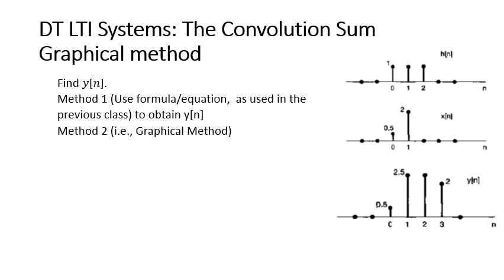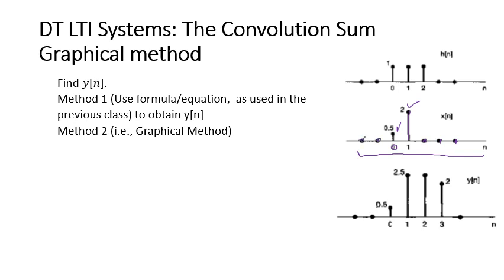For example, we have a signal x of n, which is defined as shown here. It consists of 2 non-zero samples. At index 0 it has the value 0.5, and at index 1 it has a value of 2, and for all other indices the value of the input signal x of n is 0.